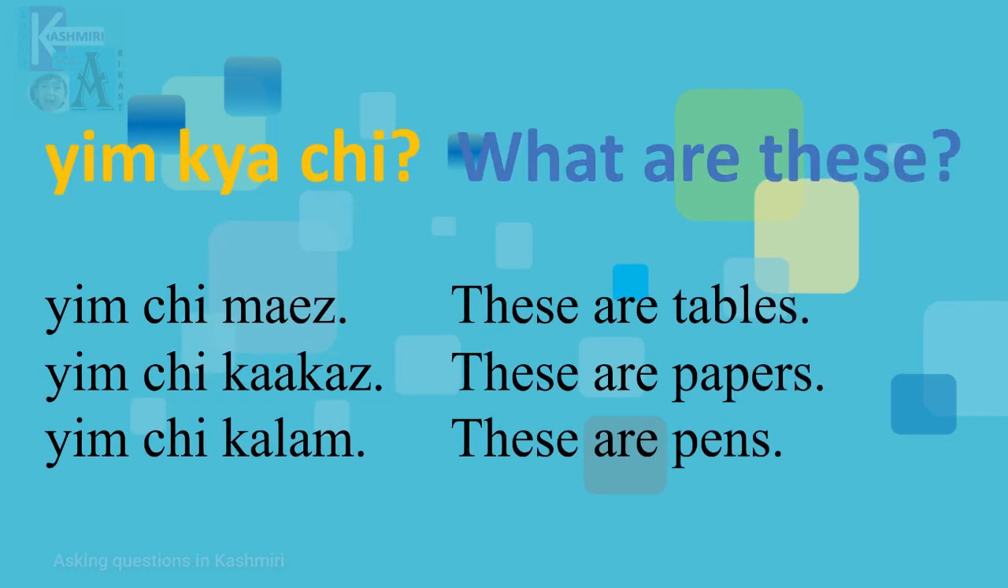What are these? Yim kya छ? These are tables. Yim छ मेज. These are papers. Yim छ कागज. These are pens. Yim छ kalam. Tables, papers and pens are masculine nouns but in plural form. Therefore, we use yim kya छ.